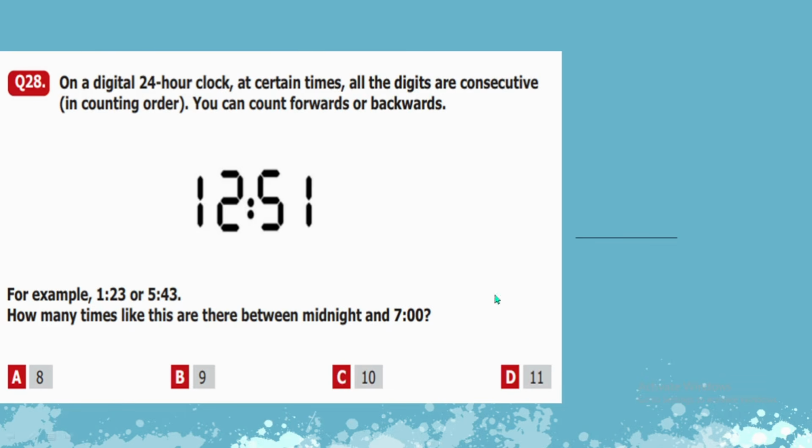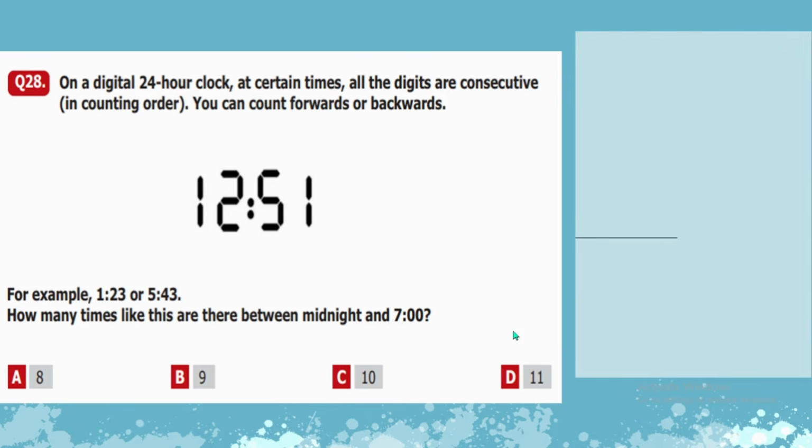Question number 28. On a digital 24-hour clock at certain times, all the digits are consecutive in counting order. You can count forwards and backwards. For example, 1, 2, 3 or 5, 4, 3. How many times like this are there between midnight and 7 o'clock? Midnight starts from 0000 in a 24-hour clock, and we go till 7 o'clock.